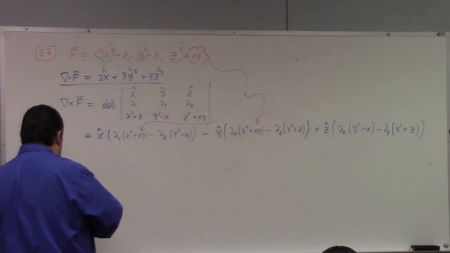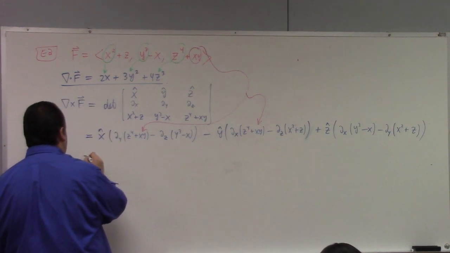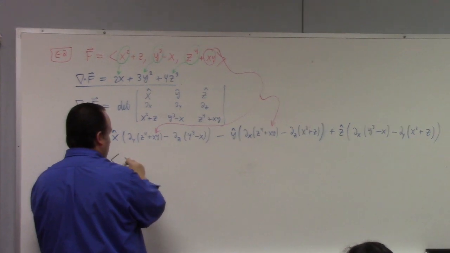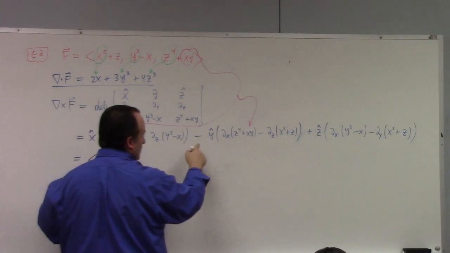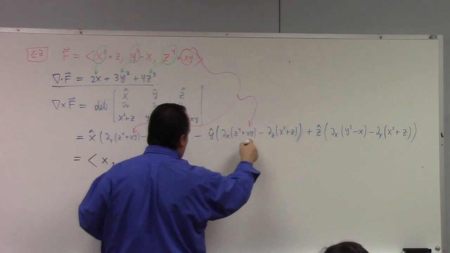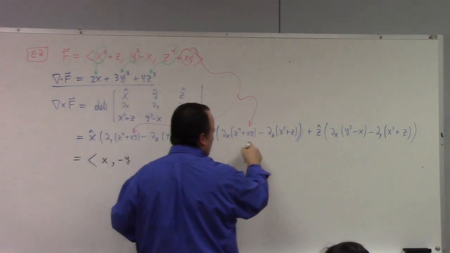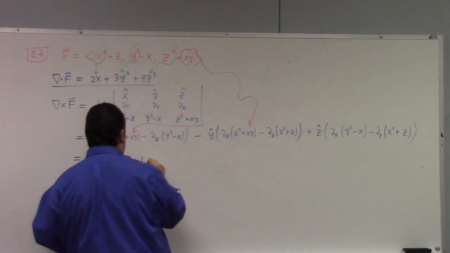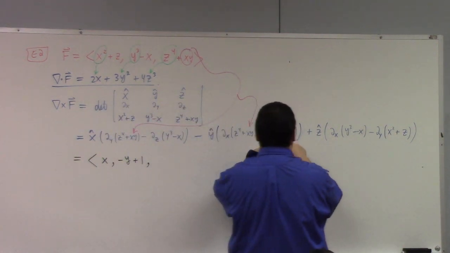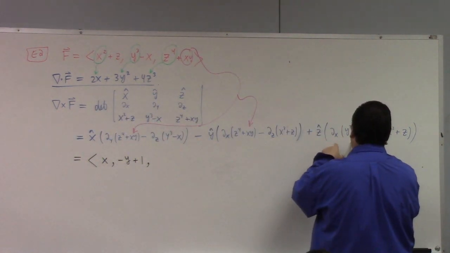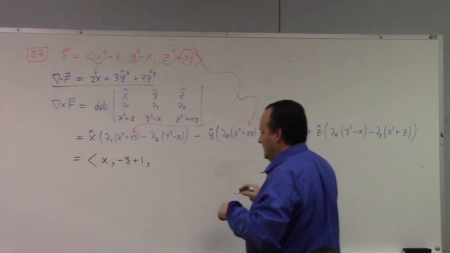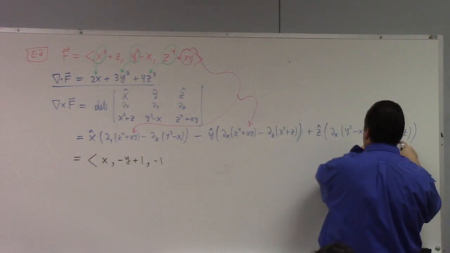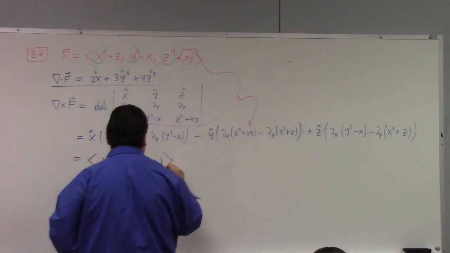But anyway, let's calculate what we got. Looks like we've got an x, comma, minus y. Oh, there's plus 1, right? From this guy. Minus minus give me plus. And that gives me a minus 1. And that's it. So there you go. That's the curl, right?